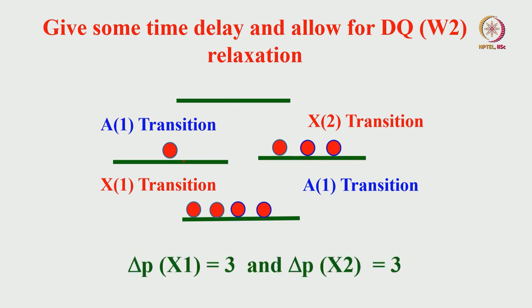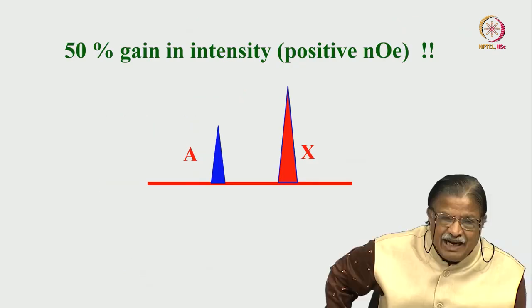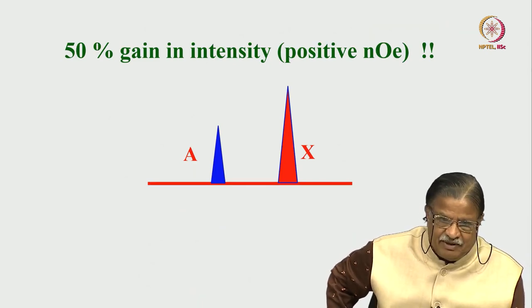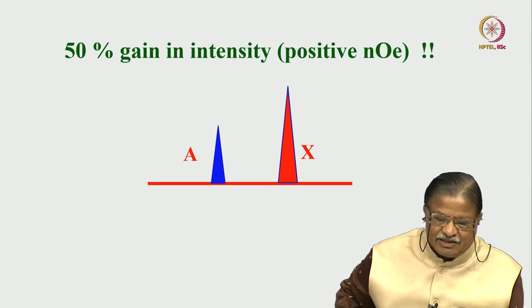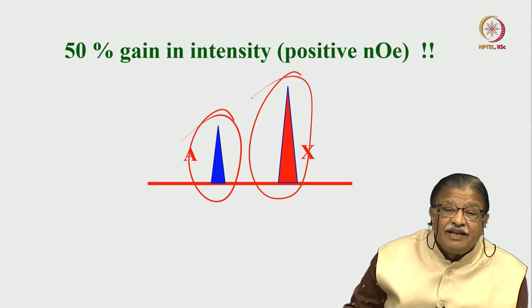Now A transition: 1 minus 0 is 1, and 4 minus 3 is 1. A transition has 1 intensity. See the X transition now. X transition is 4 minus 1, 3, and 3 minus 0 is 3. A transition is 1, whereas X transition is 3. This is what happens when I allow the spins to come through the double quantum relaxation pathway. If I recalculate the intensities of A and X spin, A intensity is 1, X is 3. There is a 50% gain in the intensity for one of the peaks.